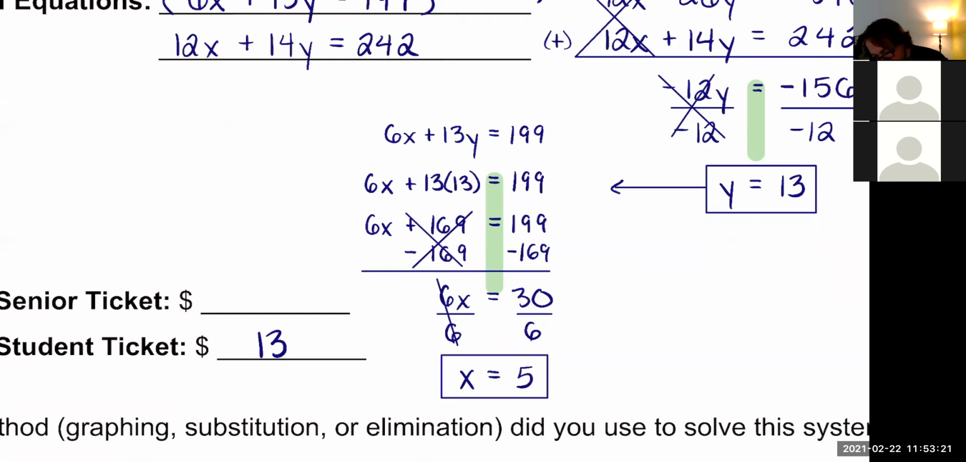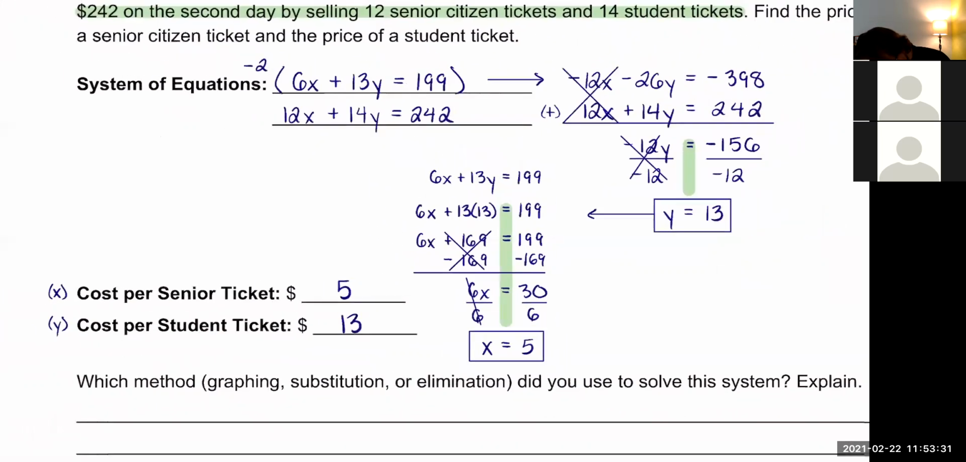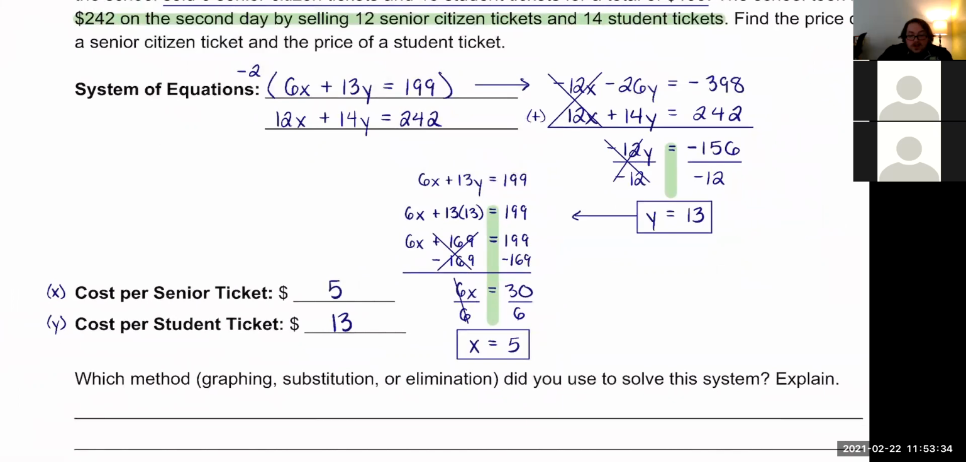Perfect. So Leanna used the bottom equation instead, but still came out with the same solution, which should happen. But what we find out is that each senior's ticket is going to cost $5. Each student ticket costs $13, which makes a bit more sense because typically there's a senior citizen discount.